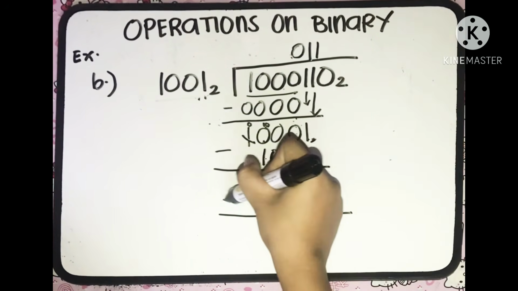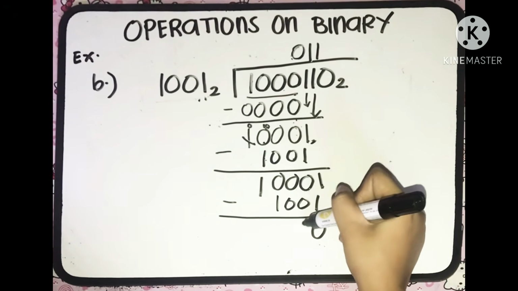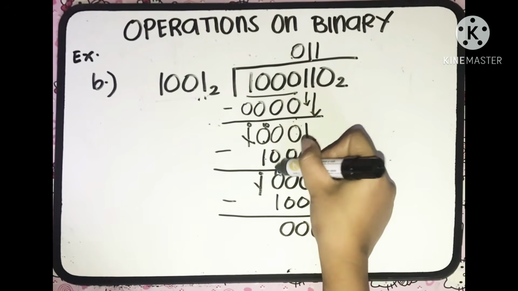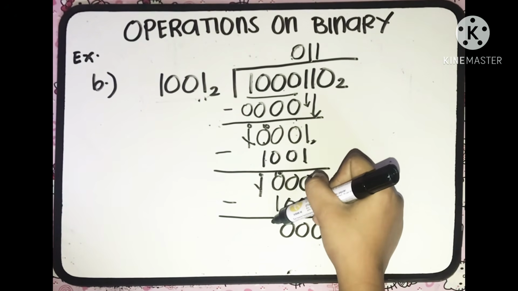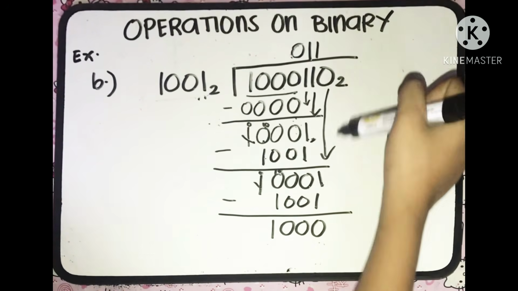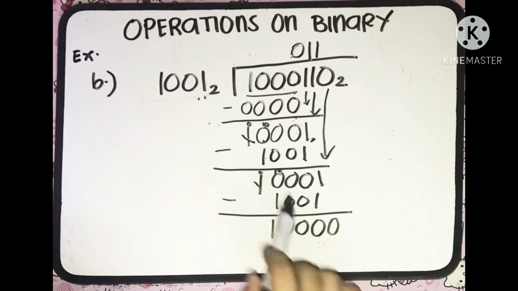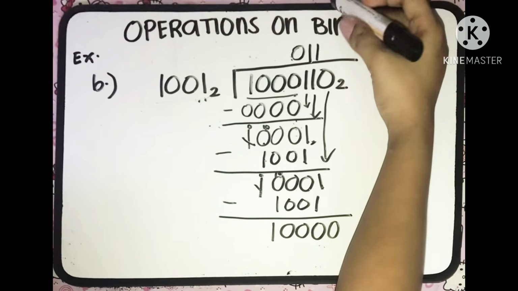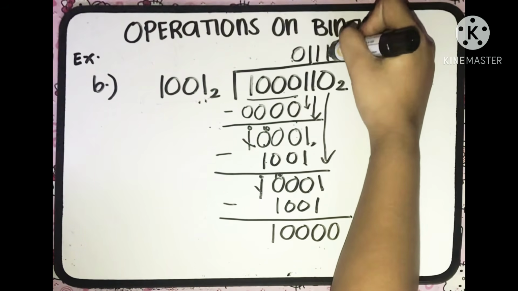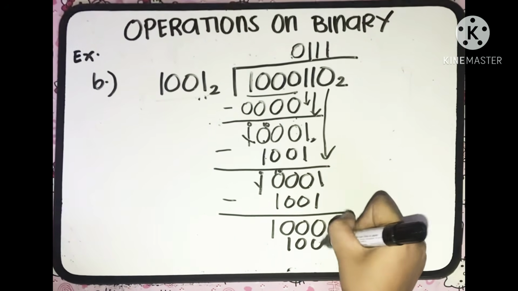Applying the rules in subtraction, 1 minus 1, 0. 0 minus 0, 0. 0 minus 0, 0. 0 minus 1 cannot be. Borrow sa 1. So, we'll have 1, 0 minus 1, which is equal to 1. Then, bring down the last digit, which is 0. So, we have here 10,000 and 1,001. So, mas malaki ulit yung nasa dividend. Answer is 1. Then, multiplied to 1,001, we'll have 1,001.